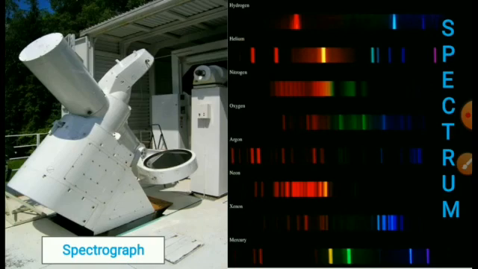You can see this spectrum in this picture, which has been given for different elements: hydrogen, helium, nitrogen, oxygen, etc. And the spectra are of three main types. The spectra can be continuous, absorption or emission.